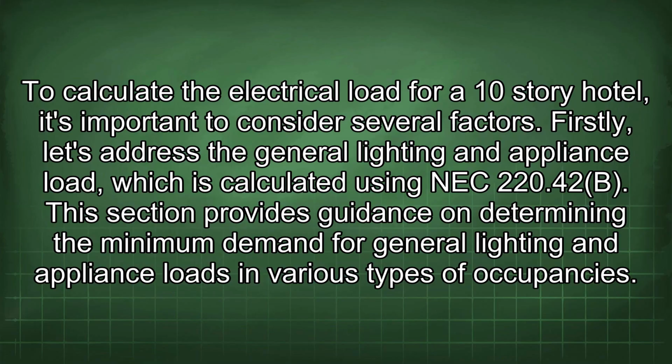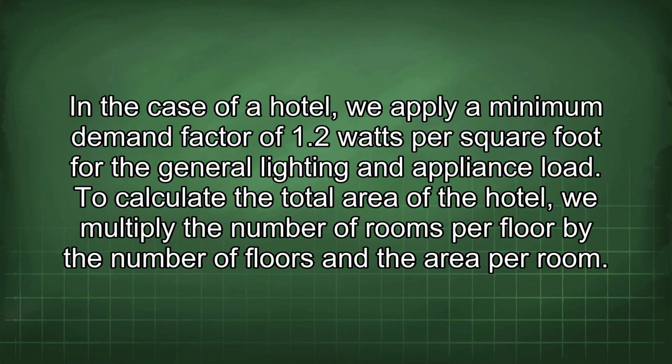To calculate the electrical load for a 10-story hotel, it's important to consider several factors. Firstly, let's address the general lighting and appliance load, which is calculated using NEC 220.42(B). This section provides guidance on determining the minimum demand for general lighting and appliance loads in various types of occupancies. In the case of a hotel, we apply a minimum demand factor of 1.2 watts per square foot for the general lighting and appliance load.